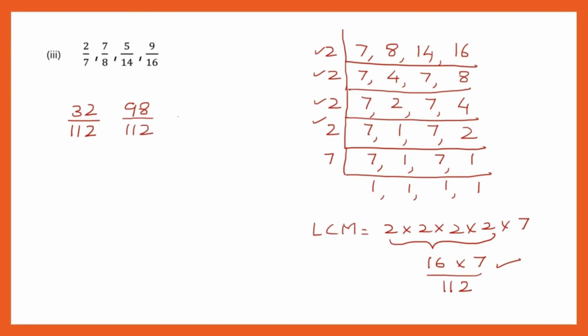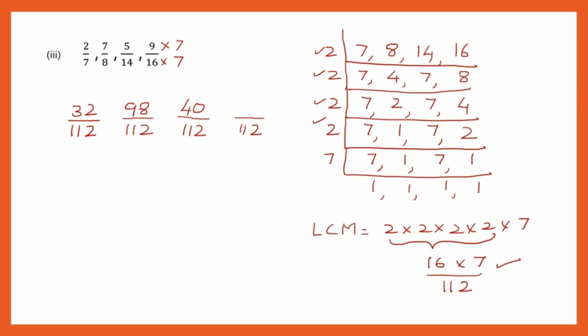Let's go on to the third one. The denominator is 112. 14 into 8 is 112. So let's multiply 5 also by 8. 8 5s are 40. So we've got our third fraction, 40 by 112. Let's move on to the last one. The last one, 16, the denominator is 112 as it is. 16 into 7 will give us 112. Therefore, multiply 9 also by 7.